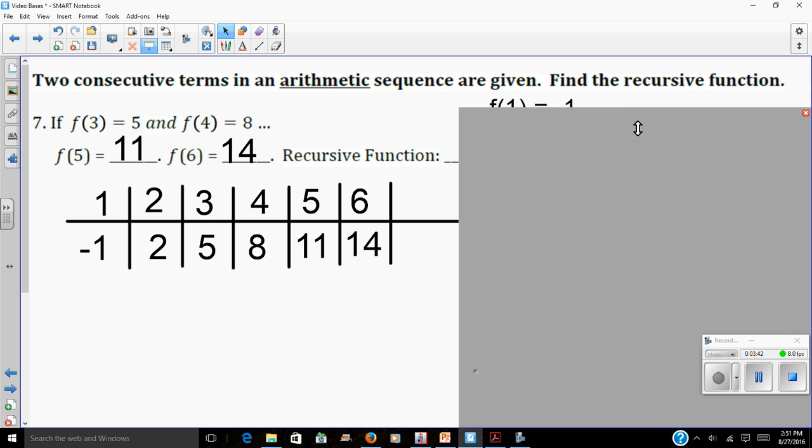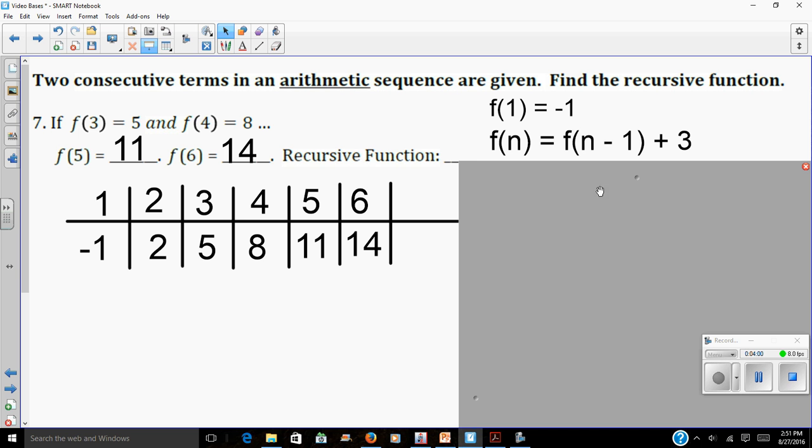A recursive function always starts by telling us what that very first term is. And this says f of 1 equals -1. So our first term equals -1, and we can see that over here in the table. The second line of a recursive function always includes what is happening step by step. So what this is saying is f of n, which means any number in the sequence, can be found by taking f of n minus 1, or the term previous to that, and simply adding 3 to it. So this is where we find our common difference, and over here is where we find our first term. So, two pieces of information are communicated in that recursive function for an arithmetic sequence.